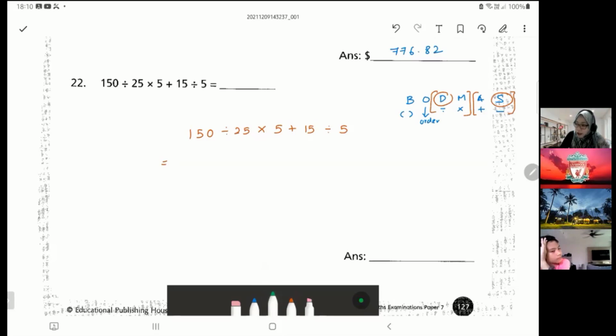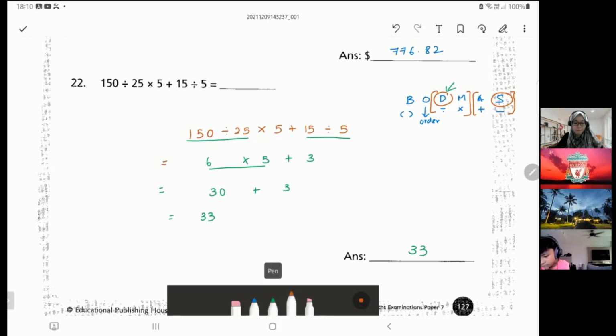So I have here division, so I have to do that one first, right? 150 divided by 25, then I get 6. And then times 5, copy down, plus 15 divided by 5. I can do this one also, right? Division first, correct? 3. Then 6 times 5. Next, then you plus 3 equals 33. That is your answer.